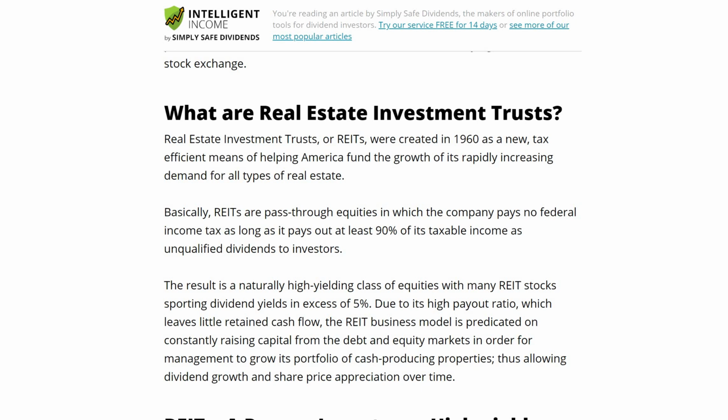Now, that's kind of a mouthful, but essentially what this means is that as long as companies are paying out 90% of their taxable income, they're not going to be taxed at the federal level. And they're going to pass on those savings to their investors in the form of dividends. So that's why you're typically going to see a REIT, or real estate investment trust, with a higher starting yield. But as an investor, you also have to understand, and I think this is the key thing here, that these dividends are coming in as unqualified income.